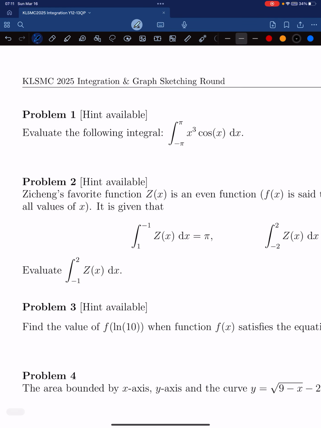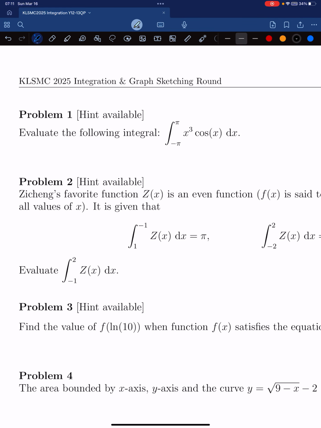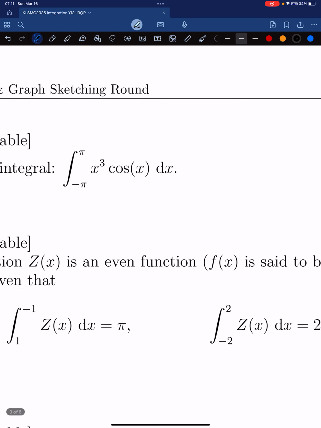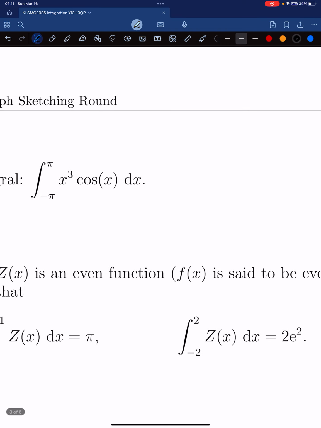Our first question is to evaluate the integral of x cubed times cos x from negative pi to pi. For this function, we have to realize that if we call this f of x, it follows the property that f of negative x equals the negative of f of x. Let me show you why.